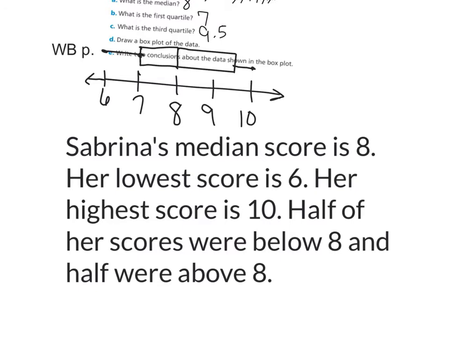Sabrina's median score is 8. Her lowest score is 6. Her highest score is 10. Half of her scores were below 8 and half were above 8. Okay, you can mention what the first quartile was, what the third quartile was, but these are some key things that we said, about 3 or 4 things there, without having to think a whole lot about what's going on here.